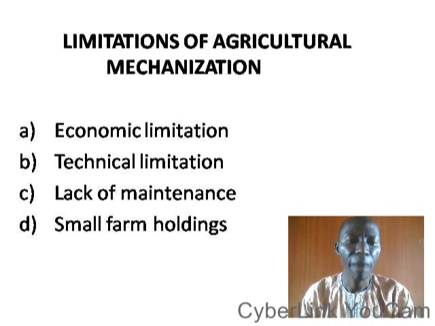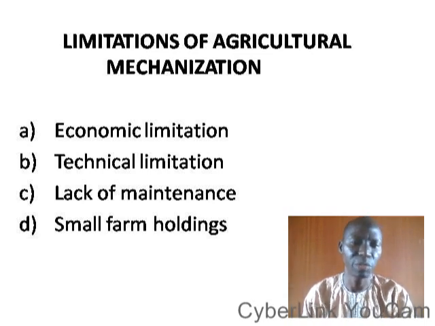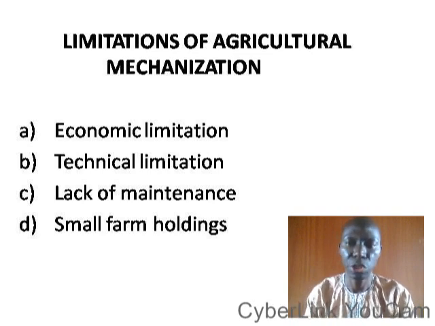4, small farm holdings. In Africa, farmers have small farms in different places instead of having them in a large hectare in one particular place. This is because the land tenure system in Africa is a very big limitation to farm mechanization.